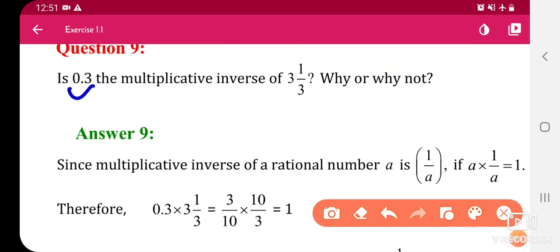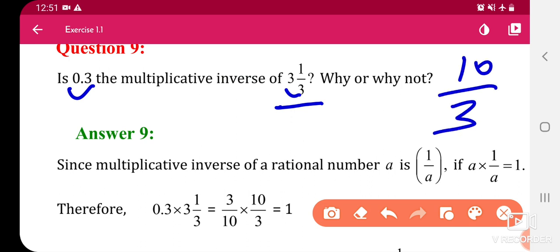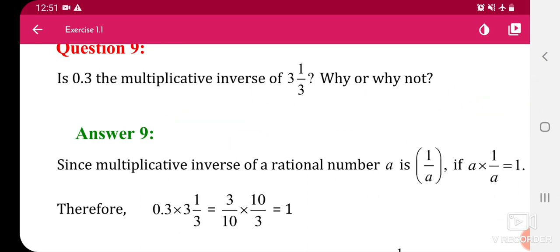Question number 9. It is the same as question number 8. Is 0.3 the multiplicative inverse of 3 1 upon 3? Why or why not? Firstly we have to change it to an improper fraction. 3 threes are 9, plus 1, 10 upon 3. So this is 10 upon 3. And when we remove the decimal from 0.3, this is also 3 upon 10. Let's see the solution.